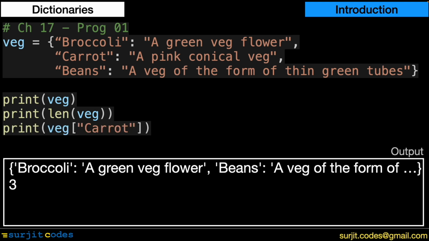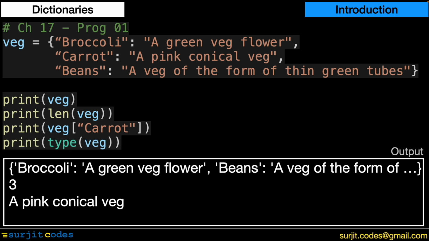We can use a key of a dictionary like the index of an array. Print veg carrot prints a pink conical veg. Print type of veg gives class dict as the output.